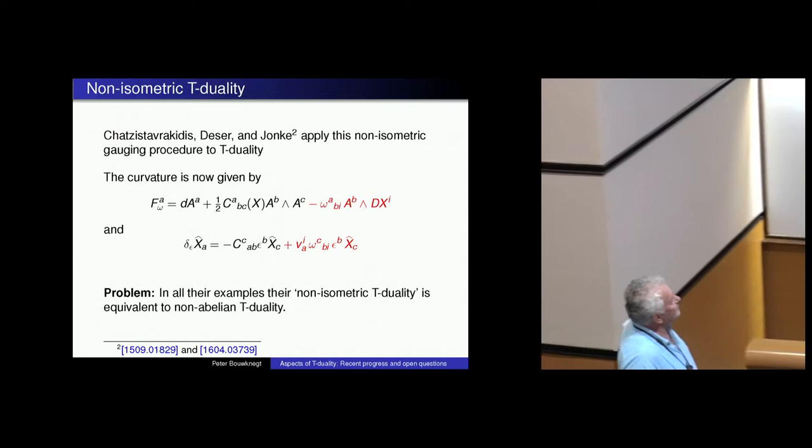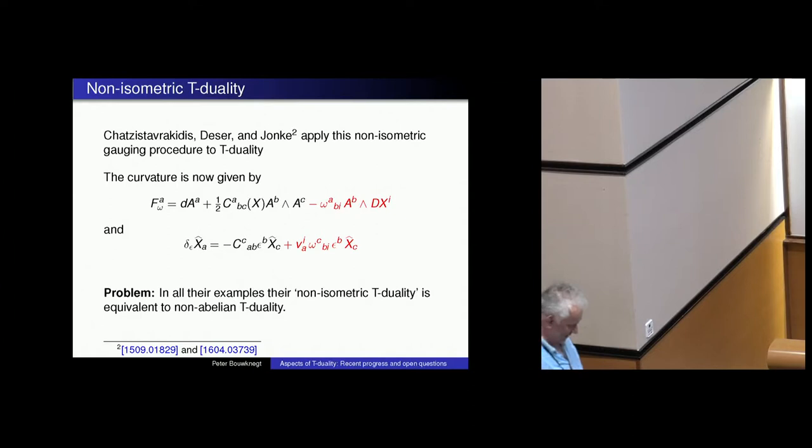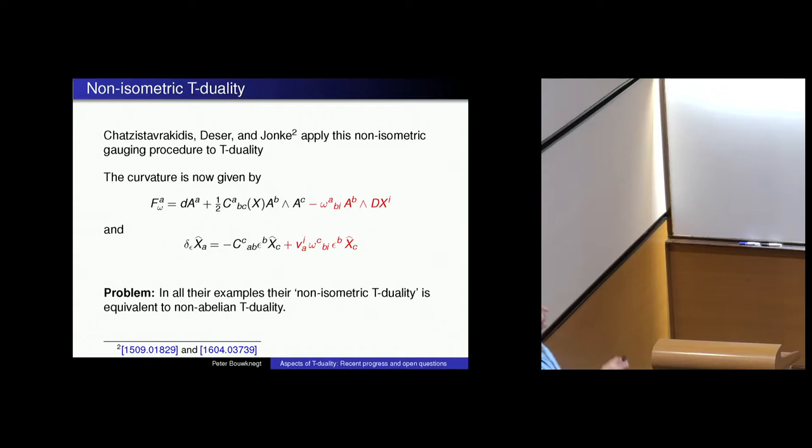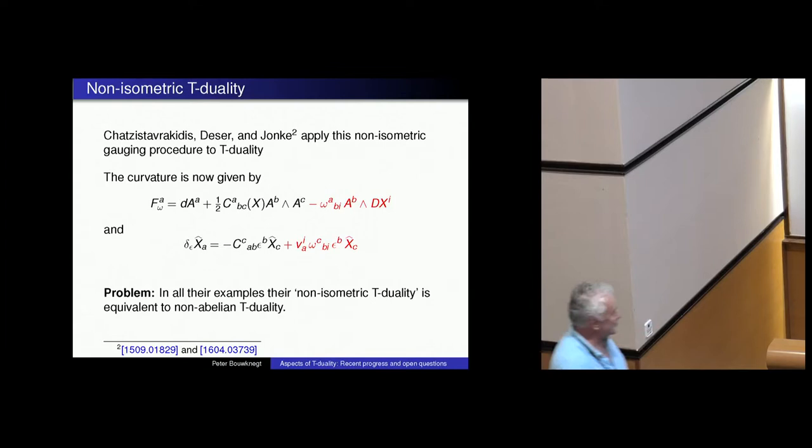Okay, but nevertheless, people try to apply this model and derive some kind of dual. And I always have problems pronouncing the name of this person, Shastizavrakidis. There's Aaron Jonke. So they try to apply this procedure to get some analogs of T-duality, but then for this non-isometric gauging.